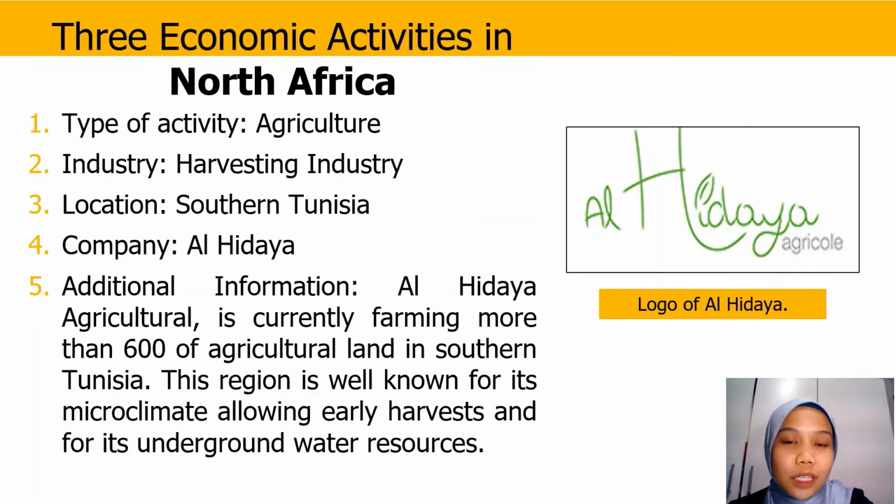Third, an economic activity in North Africa is agriculture. As you all know, agriculture is the most popular economic activity in most countries. In North Africa, they have a harvesting industry. It is located in southern Tunisia. This industry was conducted by Al-Hidayah. Al-Hidayah Agriculture is currently farming more than 600 hectares of agricultural land in southern Tunisia. This region is well known for its microclimate, allowing early harvest, and for its underground water resources.